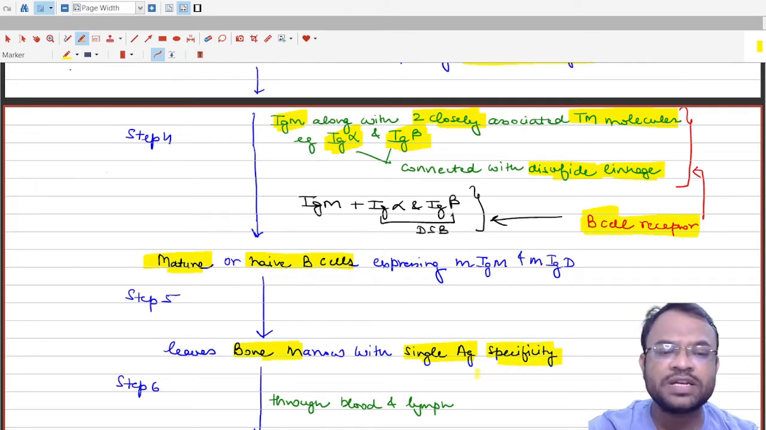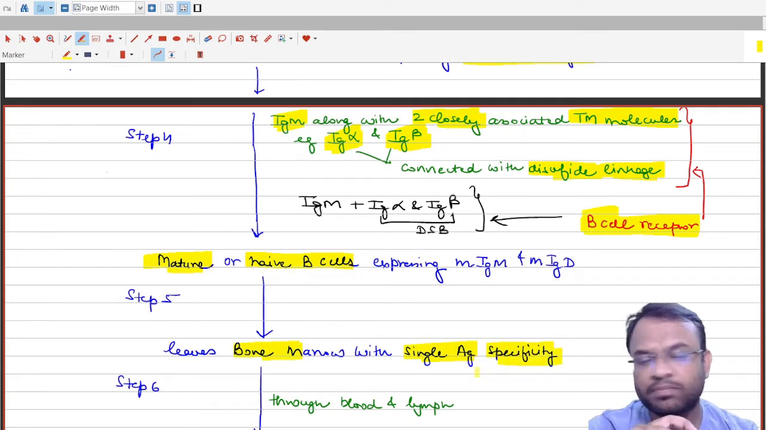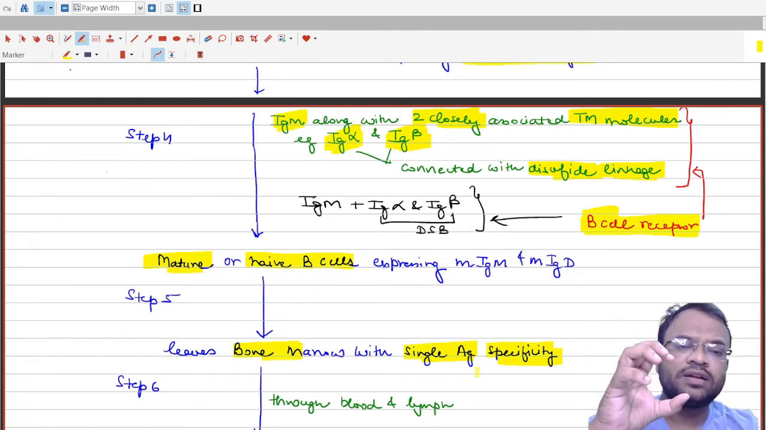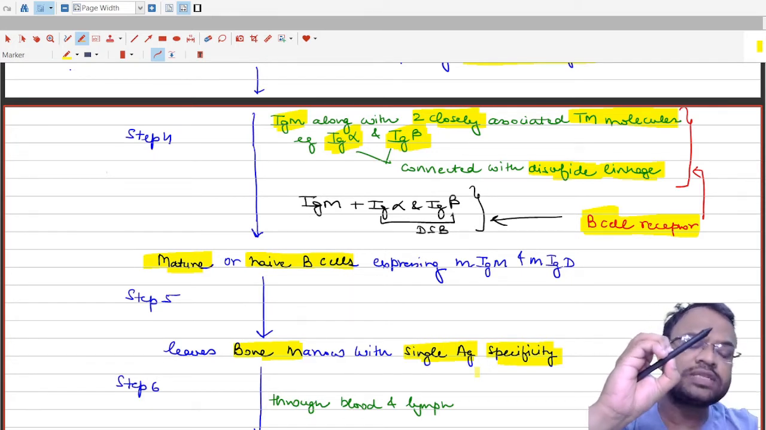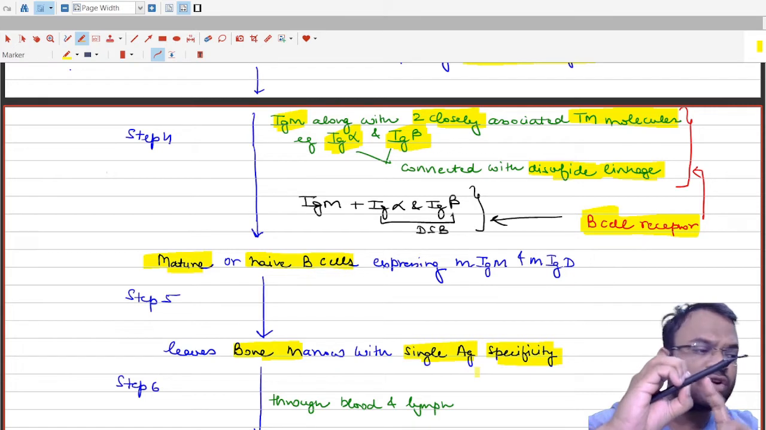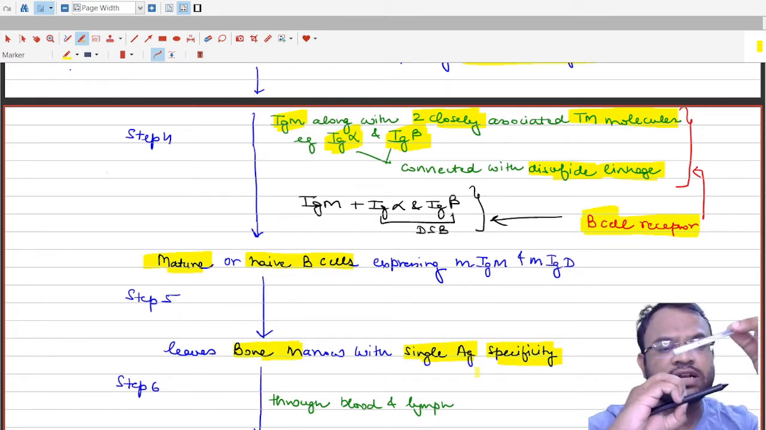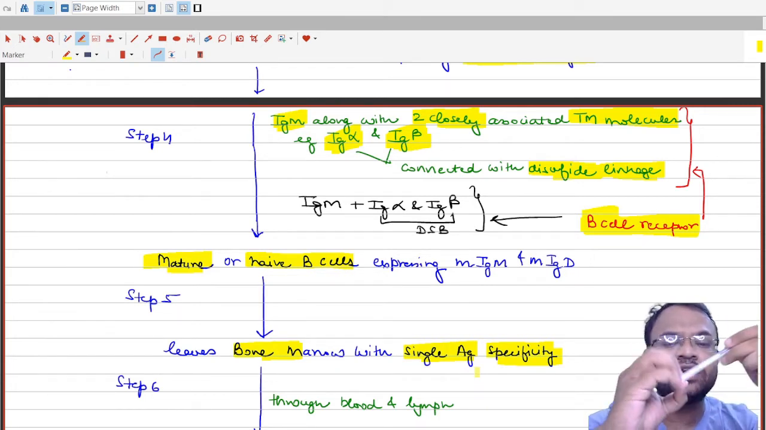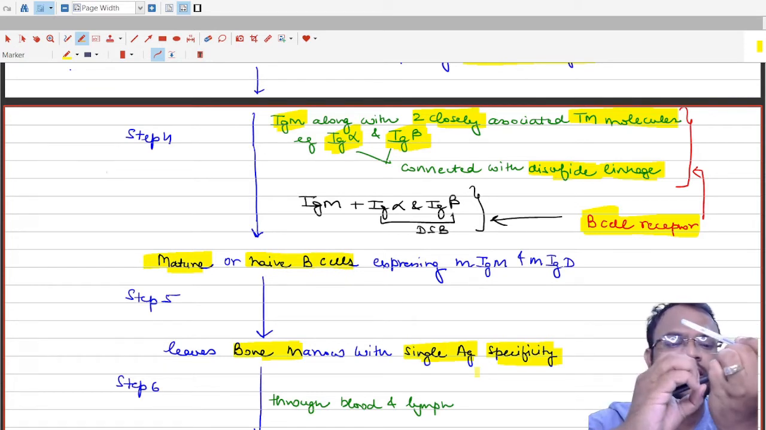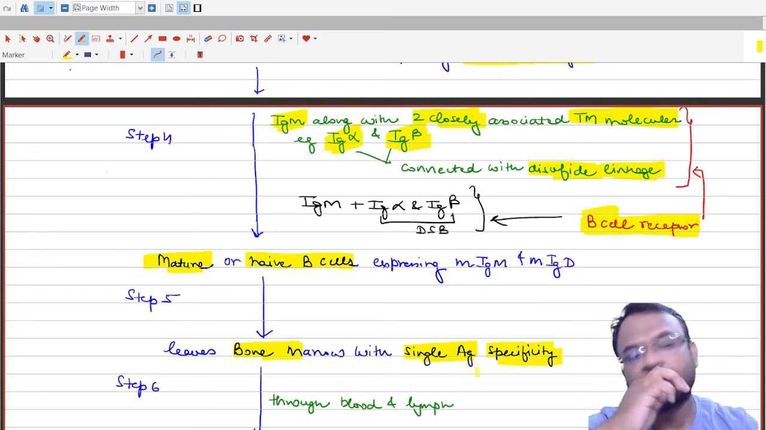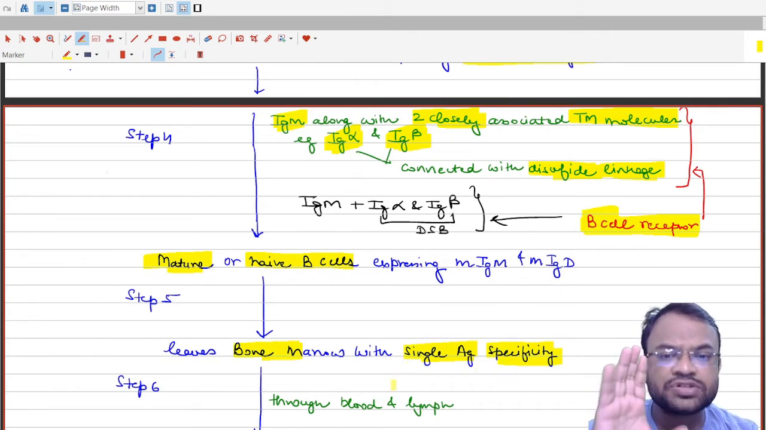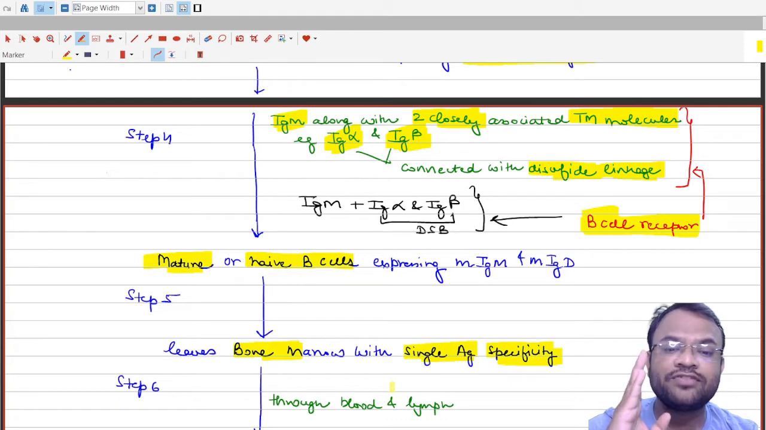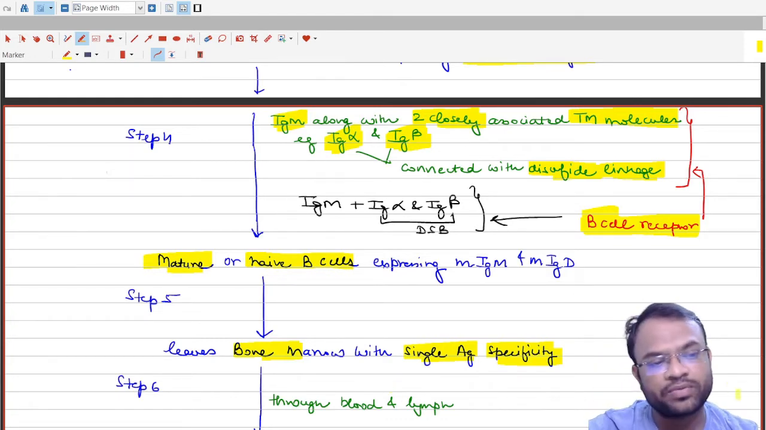Why am I calling it single antigen specificity? Because suppose this is my B cell. Now it has specificity against this antigen only, so it would be binding to this antigen only. It will not bind any other antigen. Suppose this is another antigen, it will not bind to this. It will only bind to this. That is why I am calling it single antigen specificity, and this would be the stage in which the mature or naive B cells would be leaving the bone marrow.